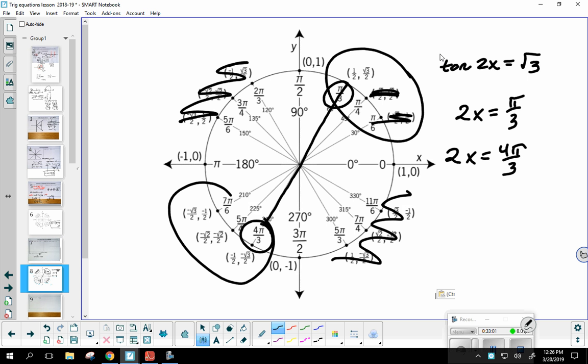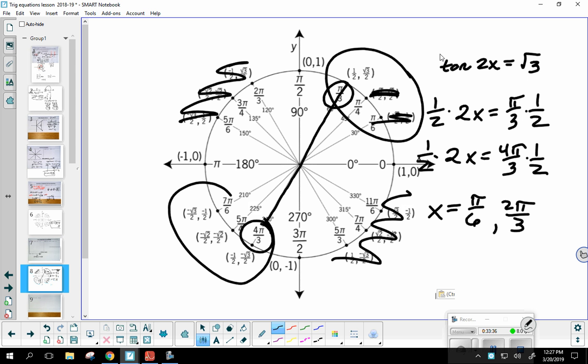So here's what we're going to do. How would I solve this for x? Just because of the way I wrote it, let me multiply through by 1/2. So I would get x equals what? What's pi over 3 times 1/2? Pi over 6. For the other one, multiply through. So 4 pi over 3 times 1/2, that would be 4 pi over 6, so that's going to be 2 pi over 3.